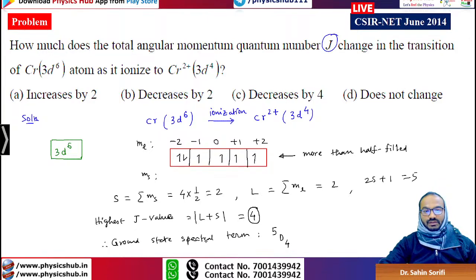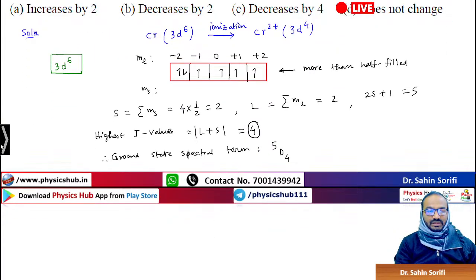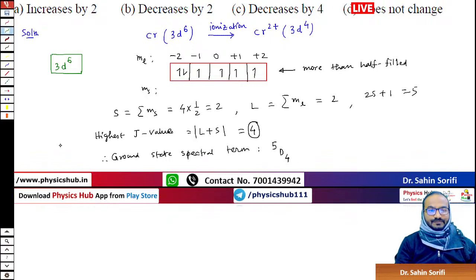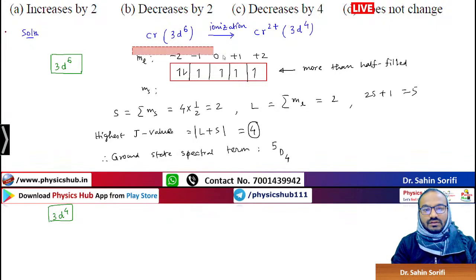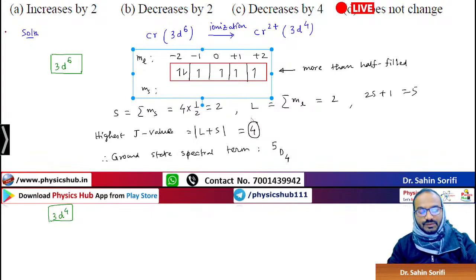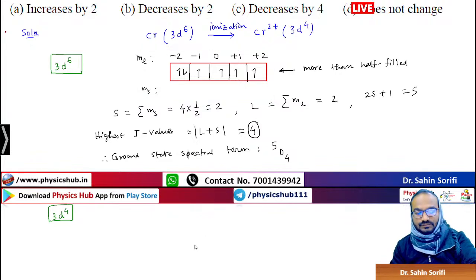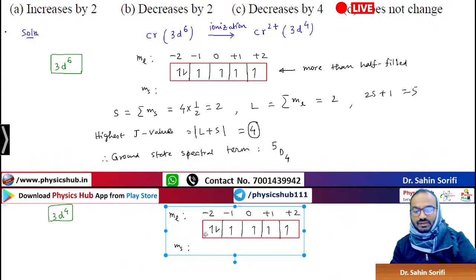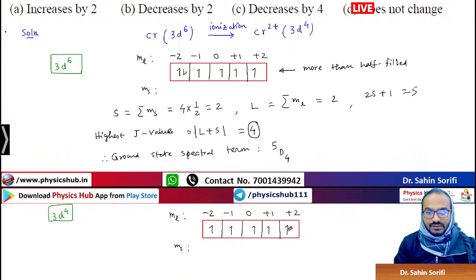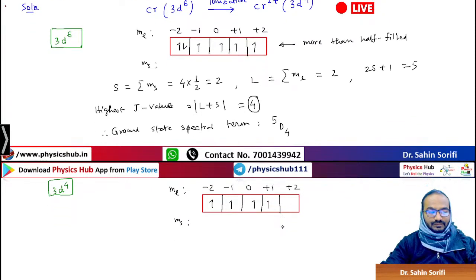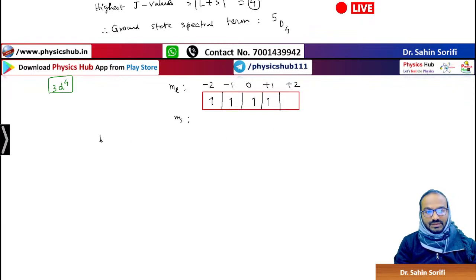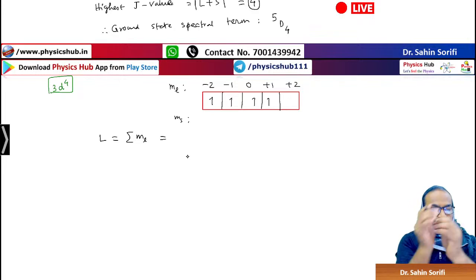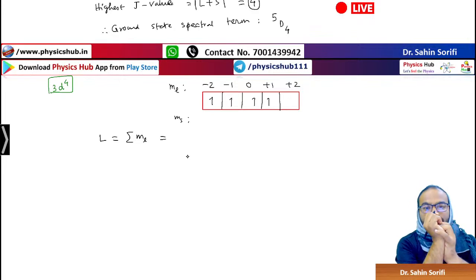Now let us talk about 3d4. What changes can you expect for 3d4? Almost everything will remain the same, and a few things will change. 3d4 means this will be filled up, this will not be there. What will be your ml and ms values? We need to calculate the J values. First of all, L is the sum over ml, and as you can see, what is the value? Again it is 2.